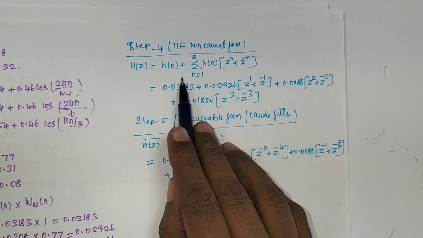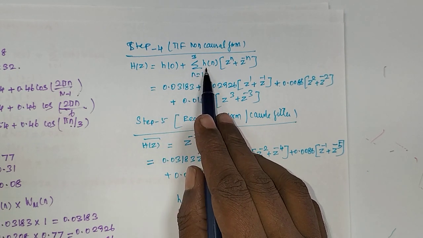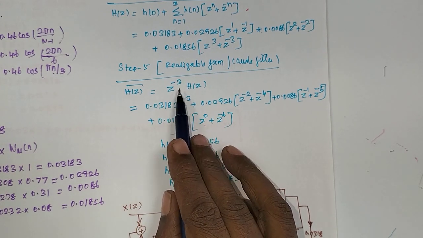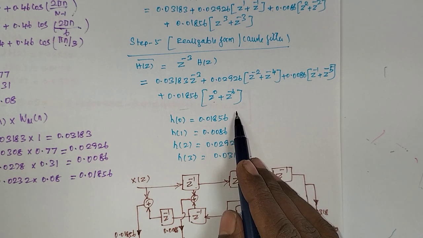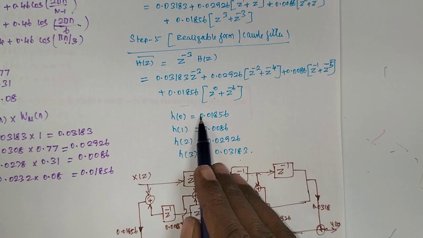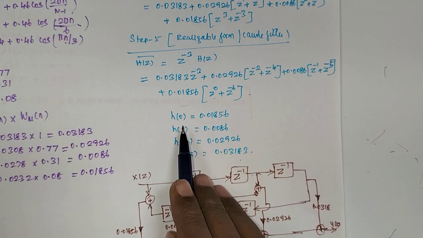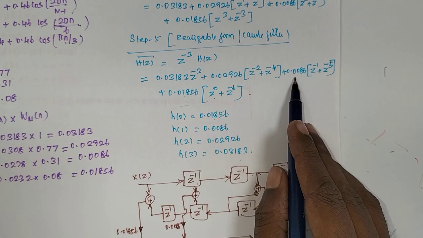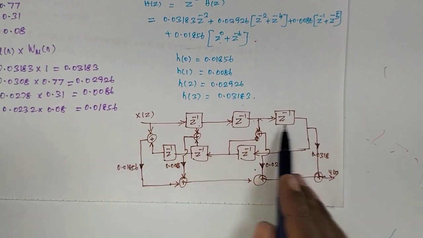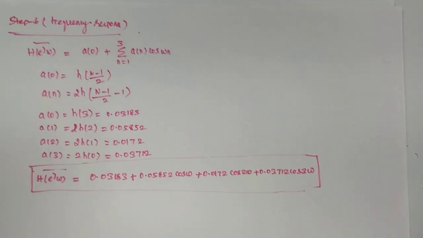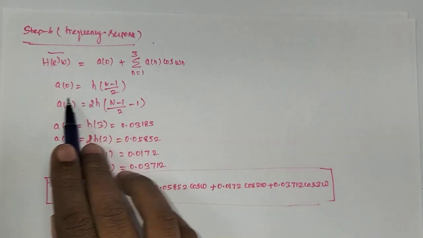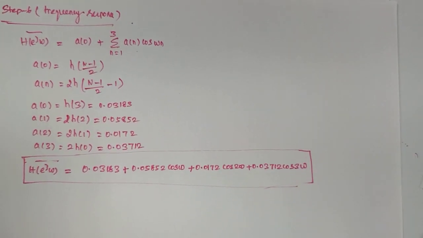The relation to find the transfer function in the non-causal form is h of 0 plus summation n is equal to 1 to (N minus 1) by 2 of h of n into (z power n plus z power minus n). And then in realizable form, you just multiply by z power minus (N minus 1) by 2 into H of z. Since the filter is symmetrical, you take the new filter coefficients from the realizable form or from the causal filter transfer function. H of 0 is equal to 0.01856, H of 1 is 0.0086, H of 2 is equal to 0.0296, and H of 3 is equal to 0.318. Draw the plot based on the response, and then find the frequency response. The frequency response is a of 0 plus summation n is equal to 1 to (N minus 1) by 2 of a of n into cos omega n. And then for different values, find the frequency response.